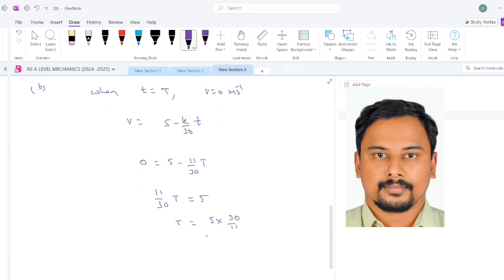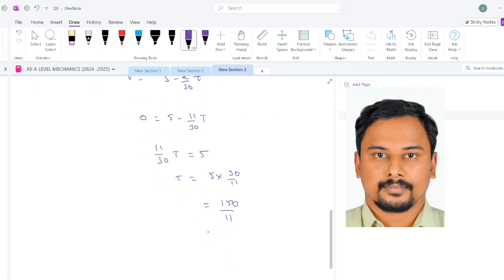So what is the value? It is 150 by 11. 150 divided by 11 is 13.63, rounded off. So it is 13.63 seconds. So this is the time. So we got the time.